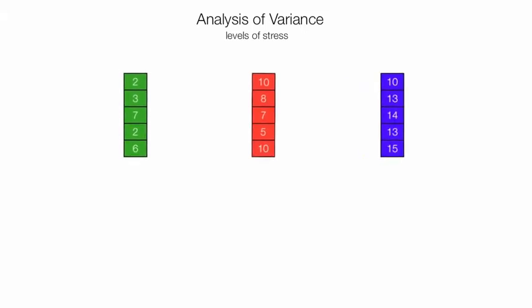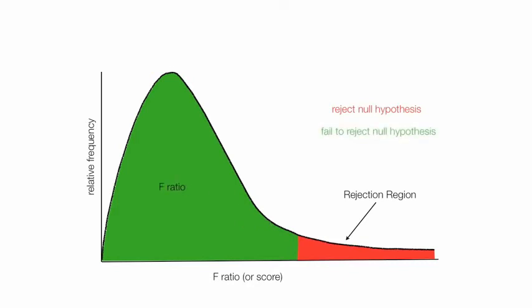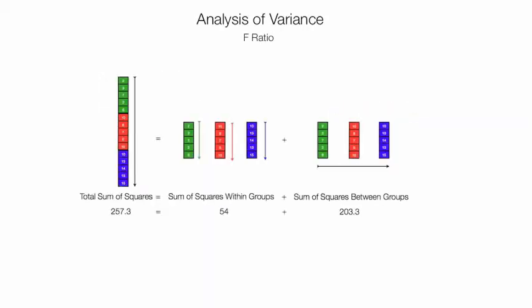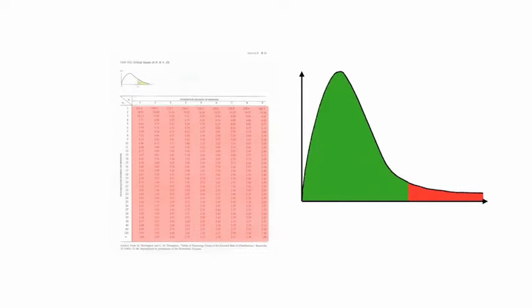I will compute an F ratio and see if it falls within the rejection region or not. If the F ratio is in this area, I reject the null hypothesis, and if it falls in this area, I fail to reject the null hypothesis. In the end, I'm going to make these 3 calculations, and combined with the degrees of freedom, I'll know the F ratio. Then I'll look up the critical value in a table, and I'll determine whether to accept or reject the null hypothesis.